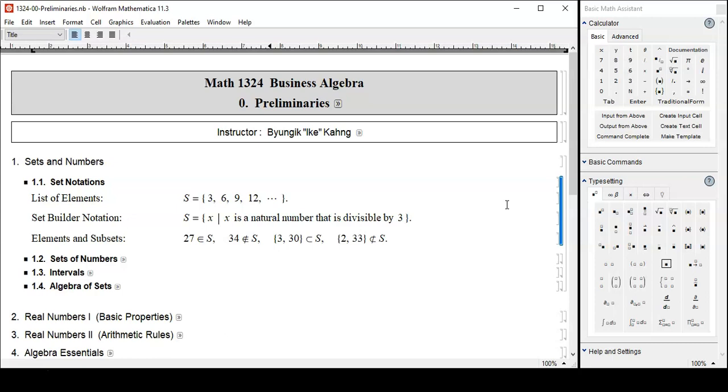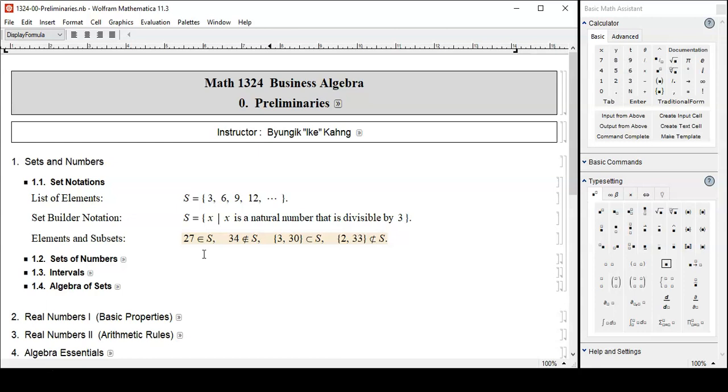familiar to you. Set notation, roster notation or list notation like this. I think everybody can easily see that this is the positive multiples of 3. And the same set can be written in set builder notation like this. X and then the condition of X. This kind of notation, which came from the letter E, with a bit of rounding, represents an element.